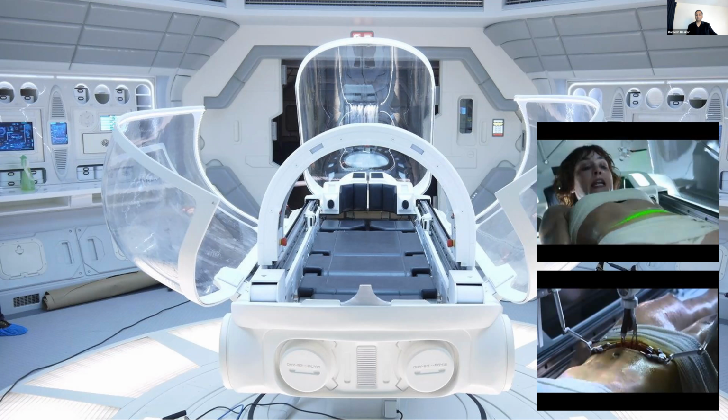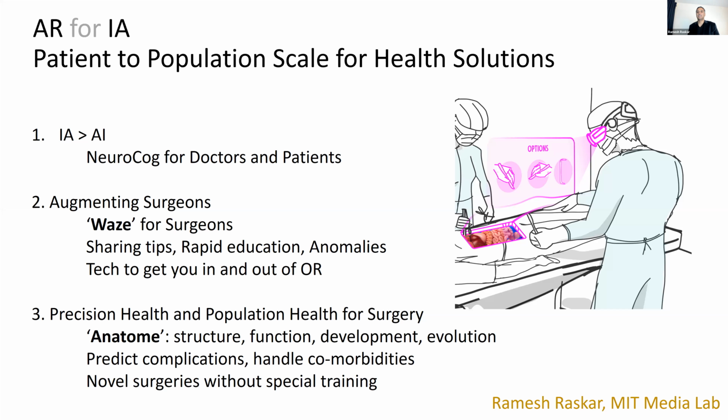I think we are very far away from even changing the way surgeons do their surgeries right now, because I can't imagine a system in the near future, next 5 or 10 years, where we can replace the very skilled hands of surgeons. So at this stage, it's more about augmentation, and it's not about robotic surgeries like Prometheus. So to conclude, we think we need augmented reality for intelligence amplification, AR for IA.